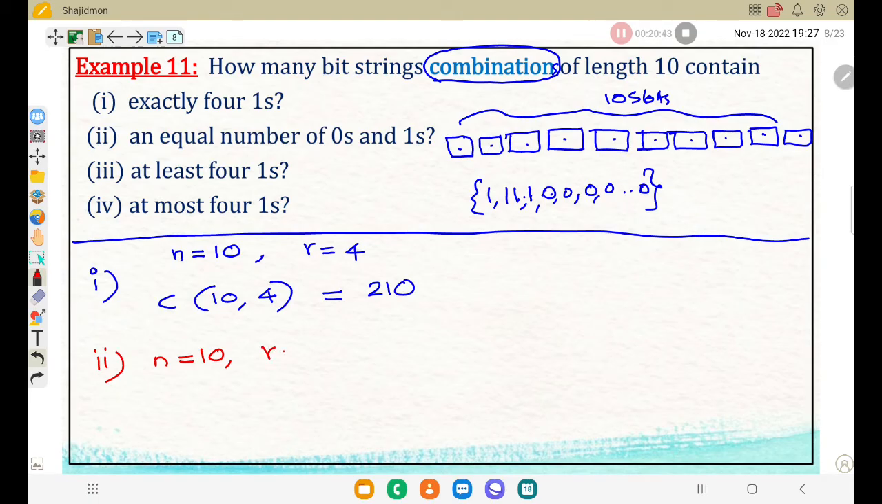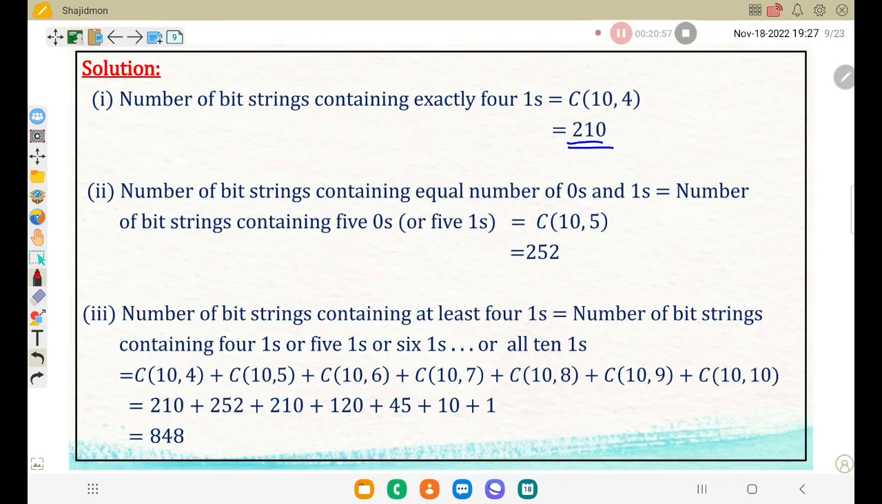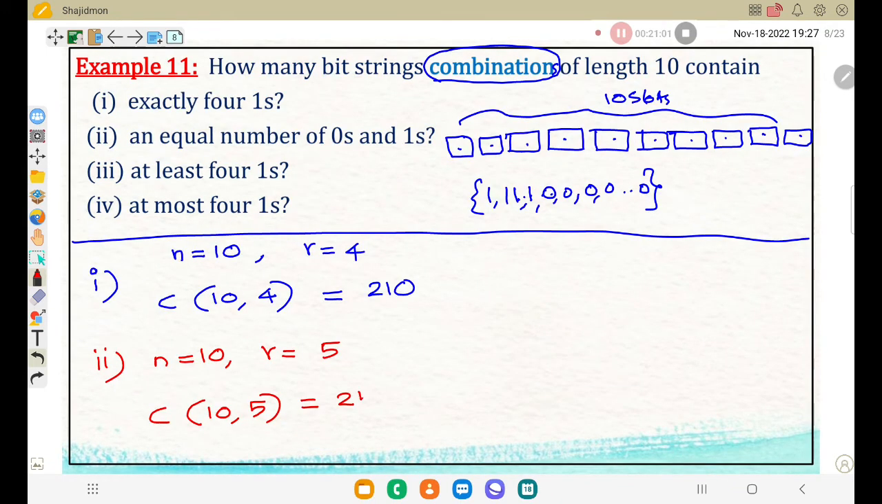So how many are we taking? R equals 5, because it is just half of 10. So what is the combination? Combination of 10 5, correct? You can check what that number is. It is 252. So for part A we are getting 210 and for part B we are getting 252.